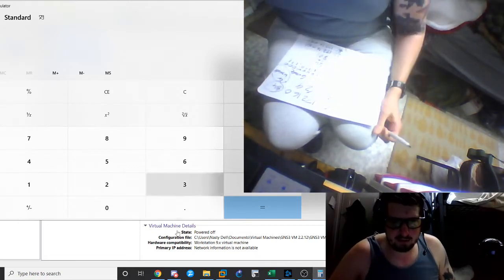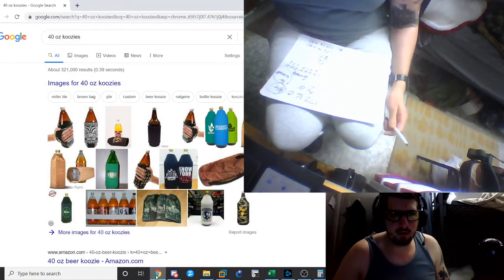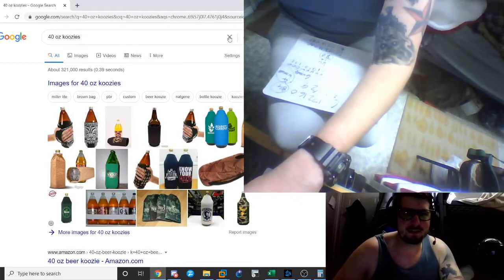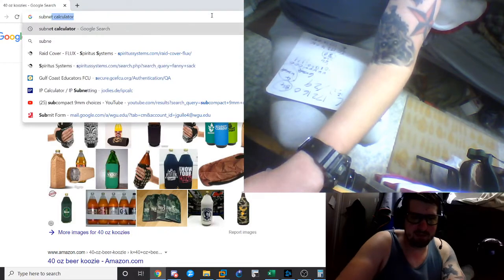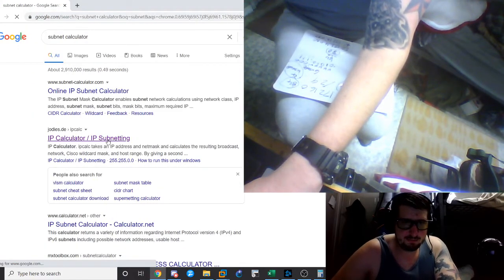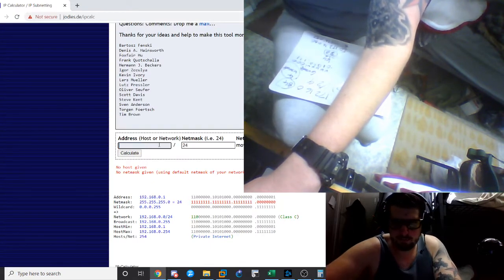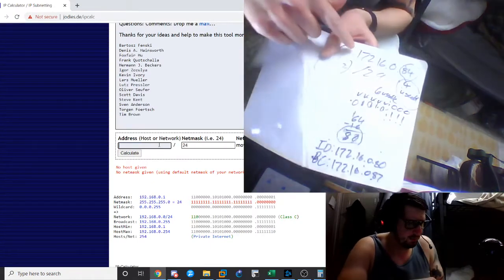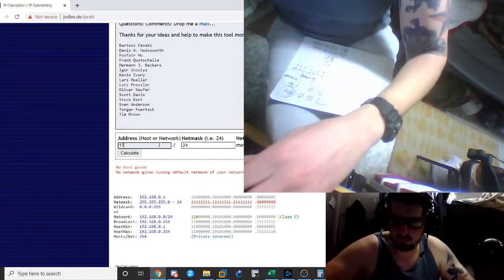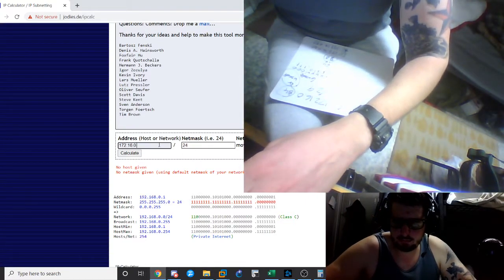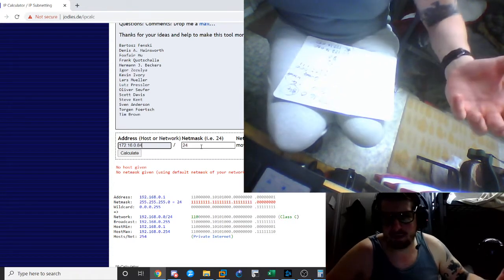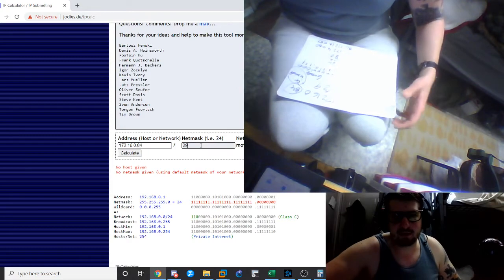So, let's head on over to the subnet calculator. Let's type in subnet calculator. Alright, so what I got written down here, 172.16.0.84, and I just came up with that number out of the blue. It's just how I start my day.